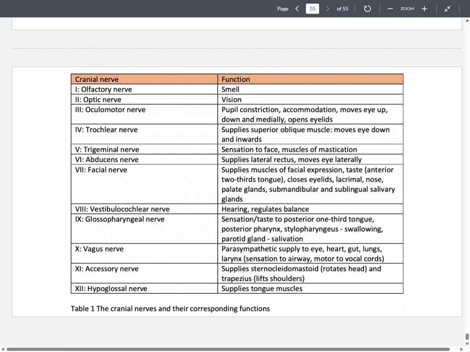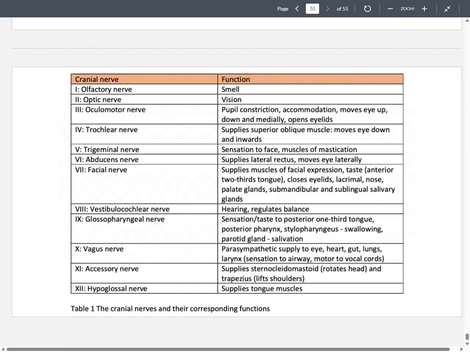Cranial nerve number 1 is the olfactory nerve, and that is going to be responsible for your sense of smell. Optic nerve is going to be cranial nerve number 2, and that's going to be responsible for your vision. Cranial nerves 3, 4, and 6 are all going to be responsible for moving your eye around. So your ability to look up, down, side to side, and try and look at your nose. That's those 3 nerves. It takes 3 nerves to be able to do all of that.